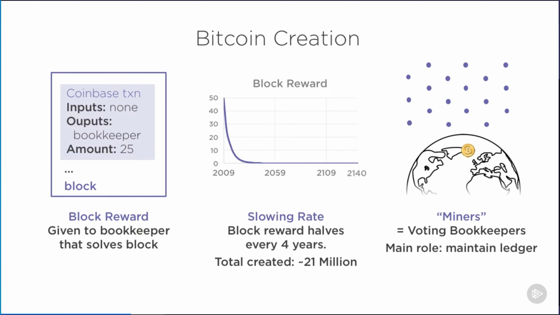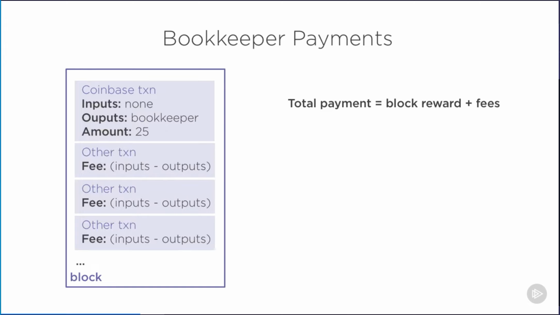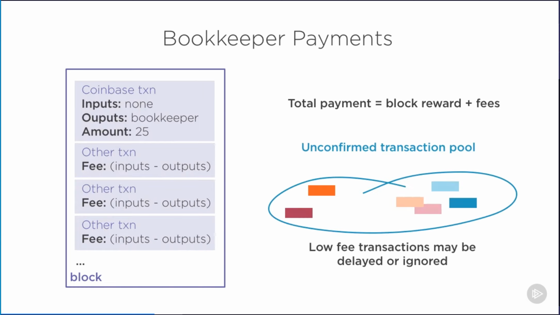In addition to the block reward, the bookkeeper who solves a block also gets the fees attached to all the transactions in that block. Here we see why it's valuable to include a decent fee in a transaction. If a transaction has no fee or a lower fee, bookkeepers may choose to ignore it or at least deprioritize it over other transactions. Finding a solution to a block and getting the block reward is extraordinarily hard.